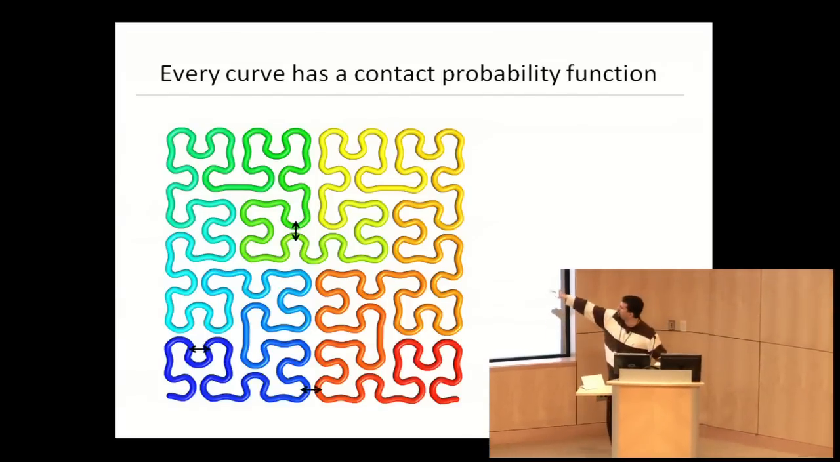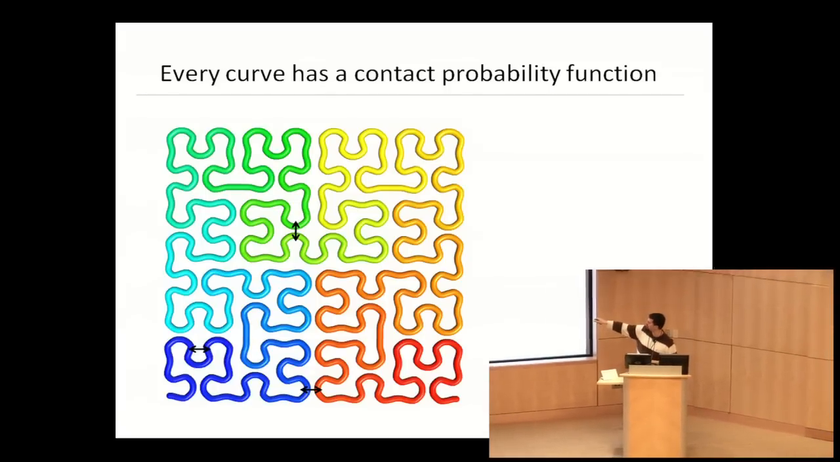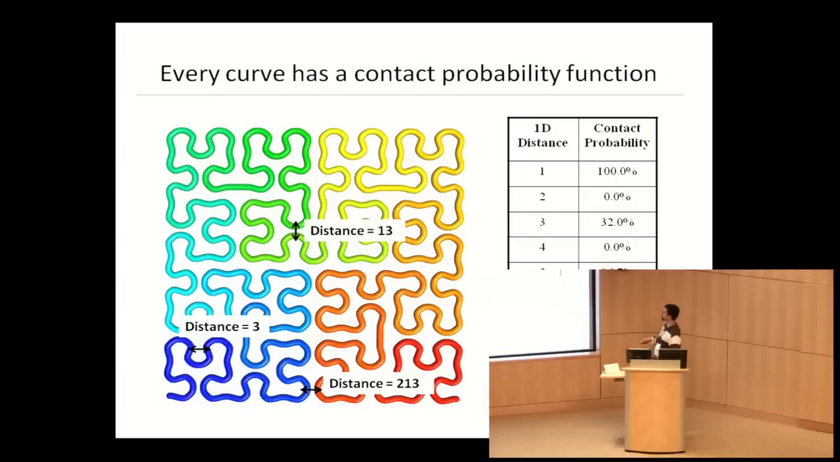So here we have a curve. It's a 1D thing that's folded up in higher dimensions. And you can see that sometimes it touches, kind of makes these long-distance contacts at different distances. This is a distance 3, 13, 213. And here, because it's colored from blue to red, you can kind of see how far apart you are in 1D by looking at how different the colors are.